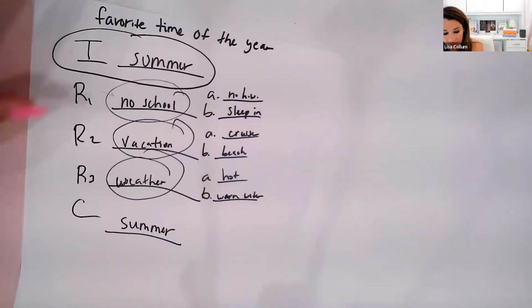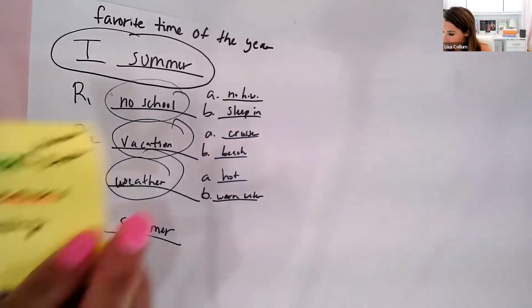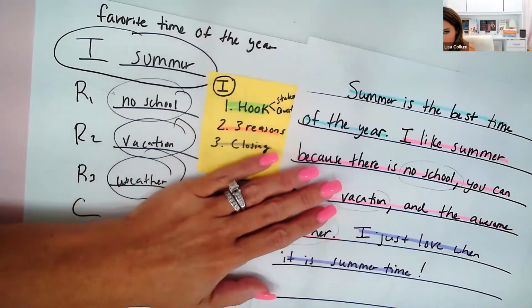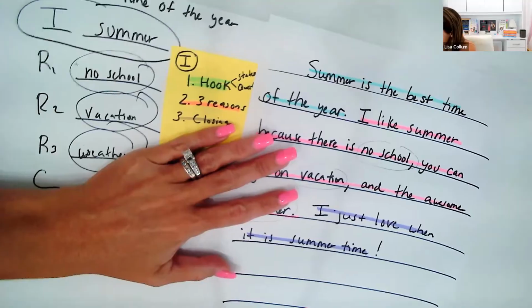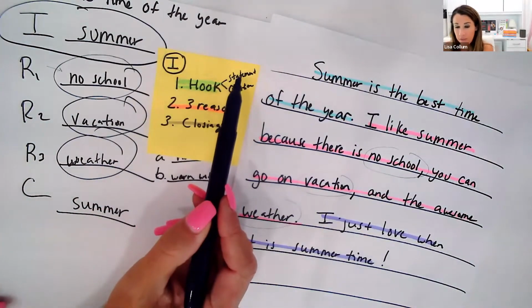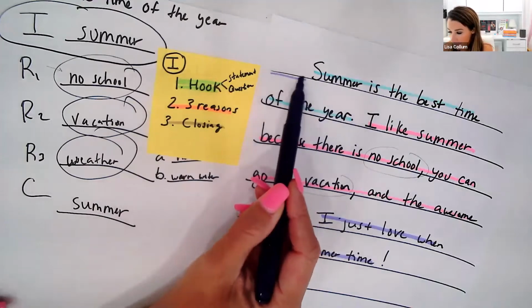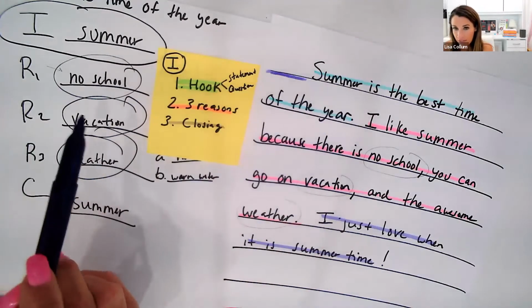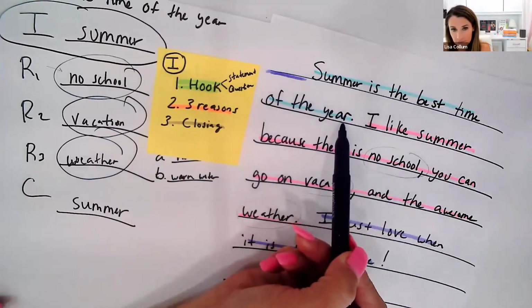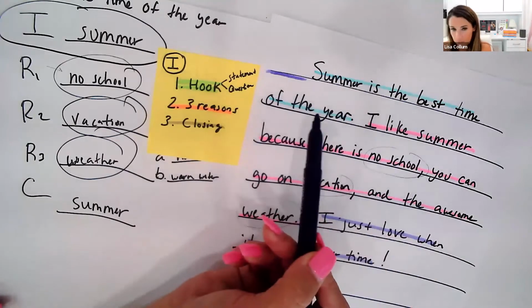Here's another one we did, favorite time of the year. I picked summer. And here's the introduction paragraph I wrote. So for my hook, I decided to write just a statement. I indented, that's what this space is here, because I'm starting a paragraph, and I just wrote a statement about summer. I said, summer is the best time of the year. That's my hook. I highlighted it in blue.